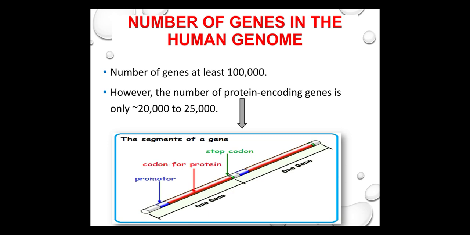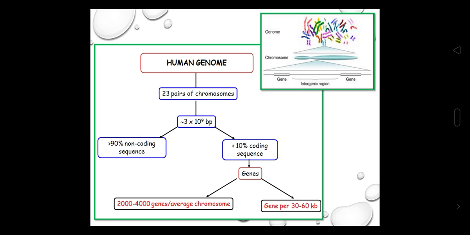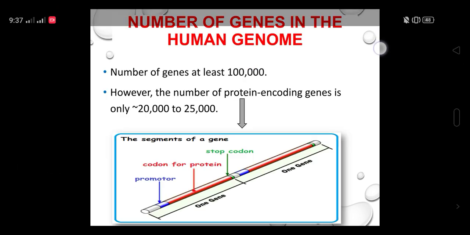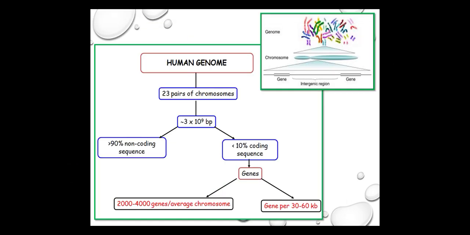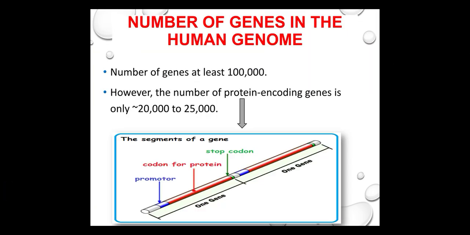Next. Forward. So your number of genes in human genome. So the number of genes at least 100,000. However, the number of protein encoding genes is only 20,000 to 25,000. So, di ba classmate last time with our genetics, na-tackle ko rin ang about sa code, ang coding.